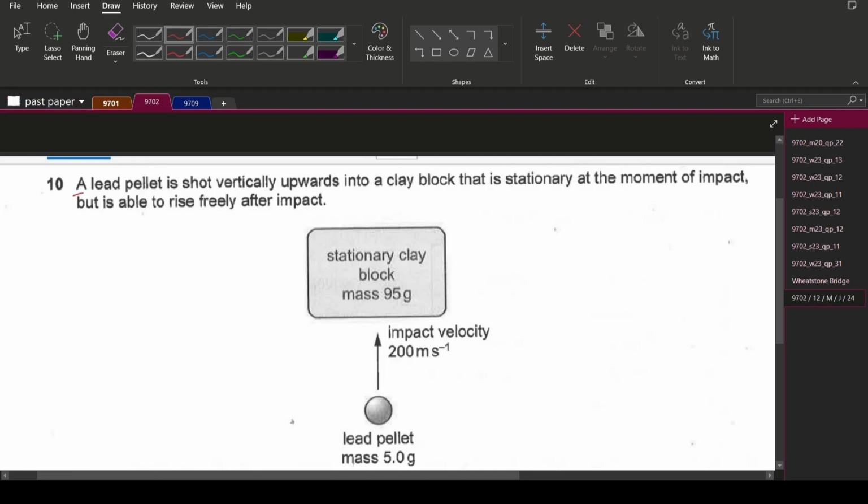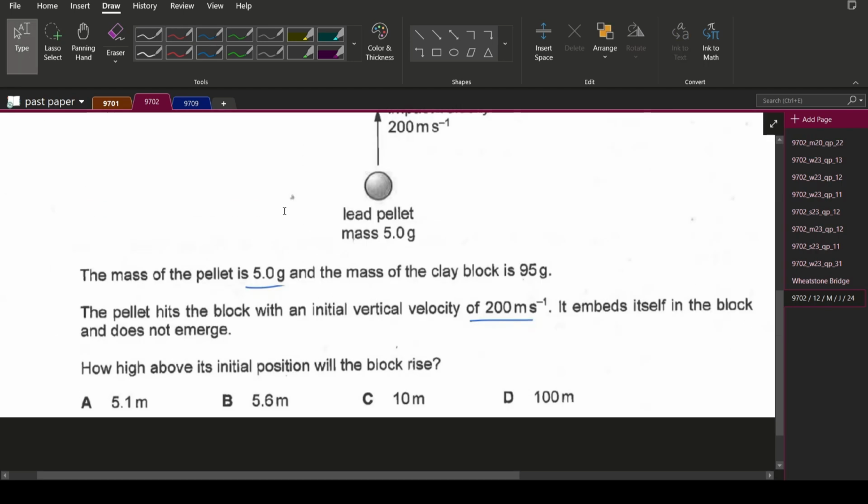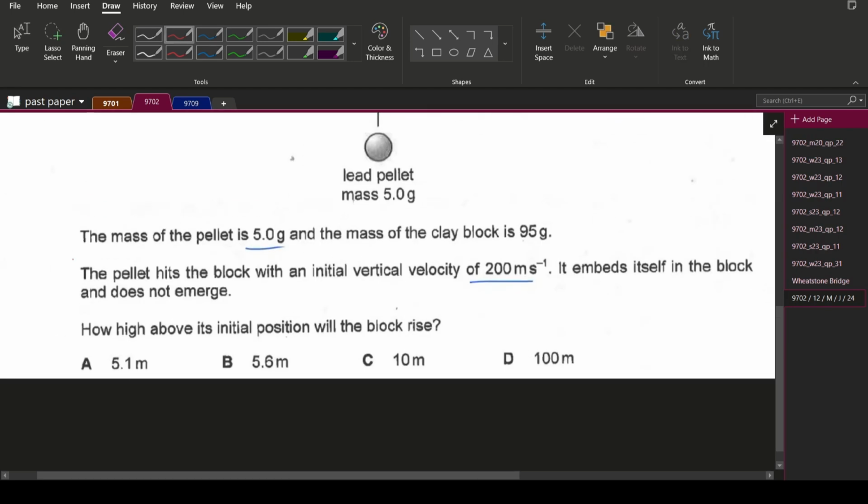A lead pellet is shot vertically upwards into a clay block that is stationary. The clay block is initially stationary at the moment of impact, but it is also able to rise freely after impact. The mass of the pellet is 5 grams and the mass of the clay block is 95 grams. The pellet hits the block with an initial velocity, u, of 200 meters per second. It embeds itself in the block and does not emerge.